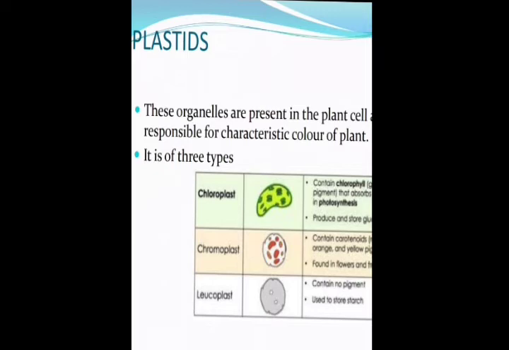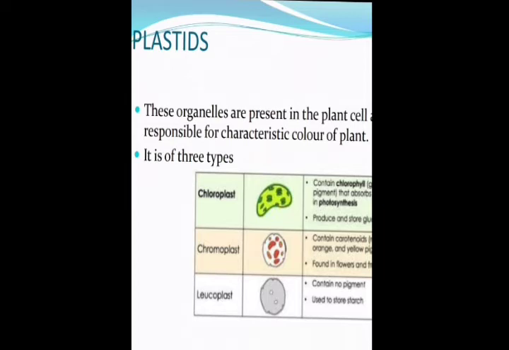Next is the plastid, a very important cell organelle but only present in plant cells. Students, you are very familiar with the word chloroplast. So plastid is the cell organelle which is only present in the plant cell. Plastids are cell organelles which contain color pigments that give color to the plants.